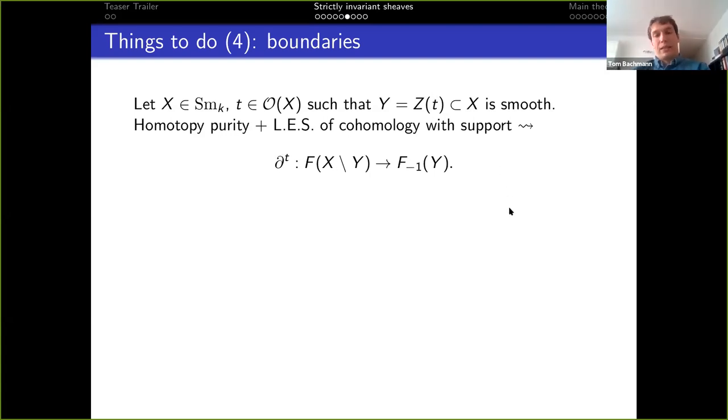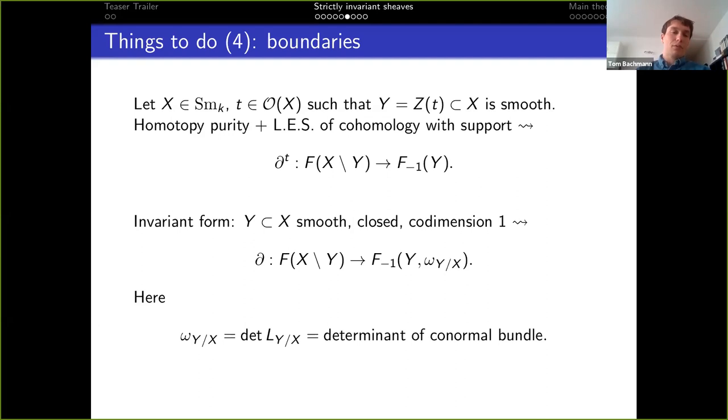And again, one can make it more invariant by twisting. So let me quickly sketch that. In general, what you do is you choose your closed codimension one smooth subvariety Y, and then there's going to be a boundary map. And if you don't want to make it depend on the generator, what you have to do is twist the F_{-1} sheaf by some cleverly chosen line bundle. And that line bundle is called the conormal sheaf.